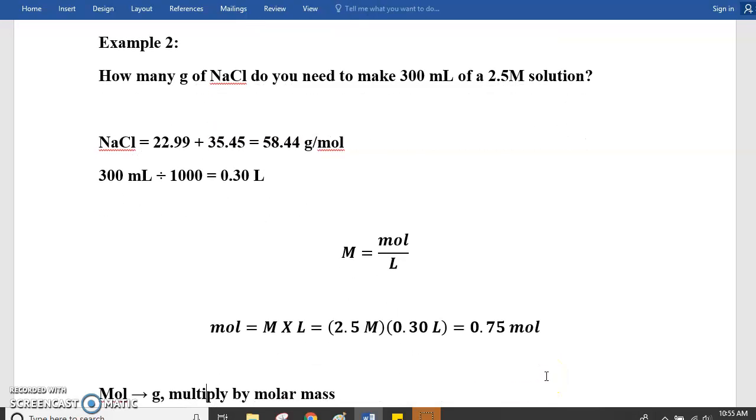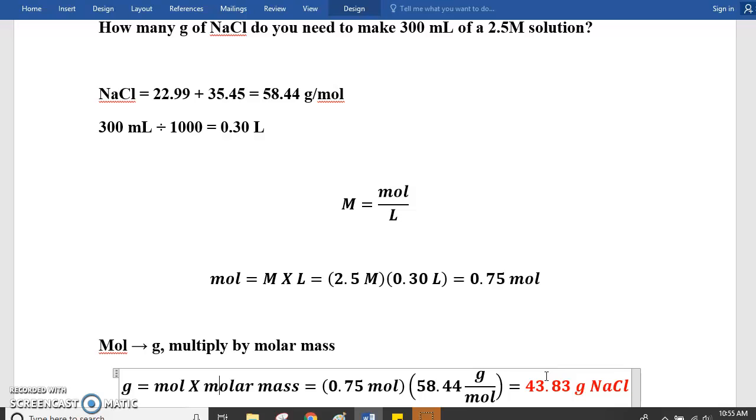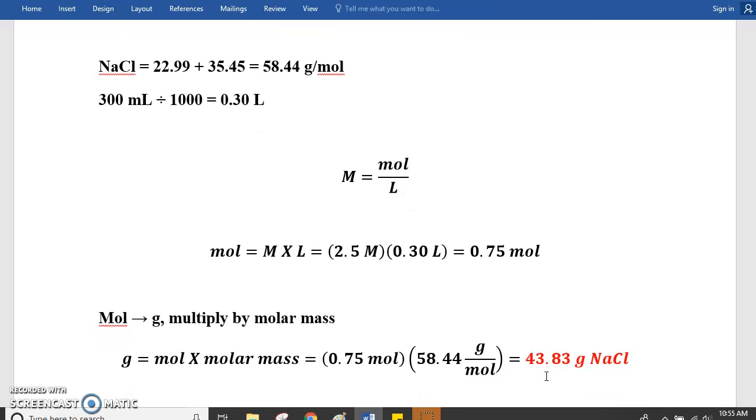Now I have to do a moles to grams conversion. For that, we multiply by the molar mass. So 0.75 moles times 58.44 grams per mole, I need 43.83 grams of NaCl. I would measure that on a scale, measure out 300 mils of water, and then just mix them together, and I would have 300 mils of 2.5 molar solution.